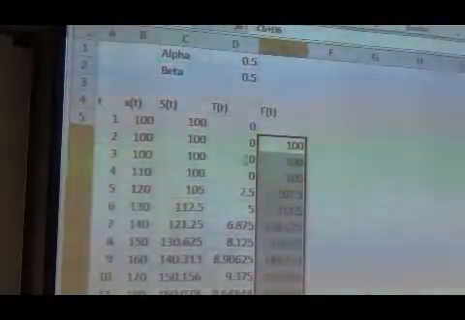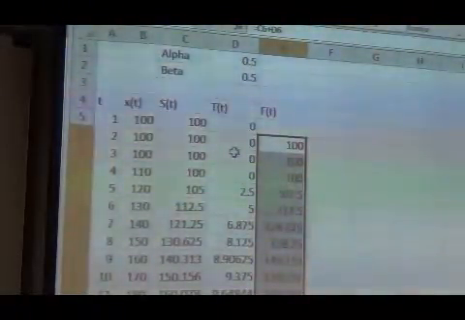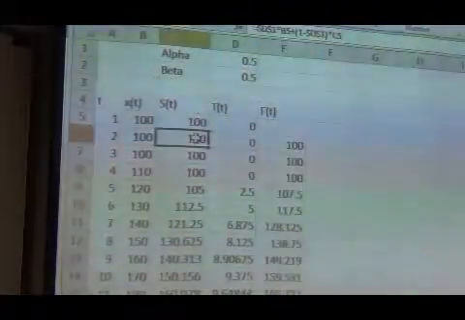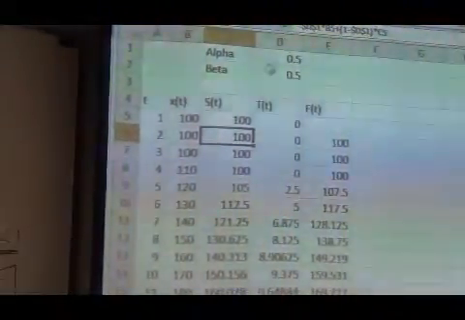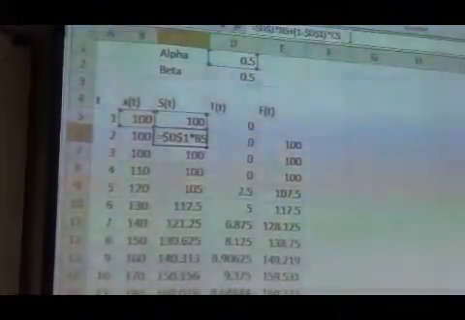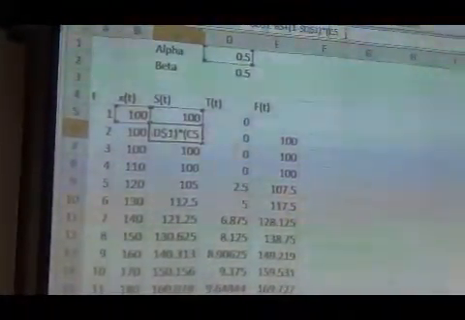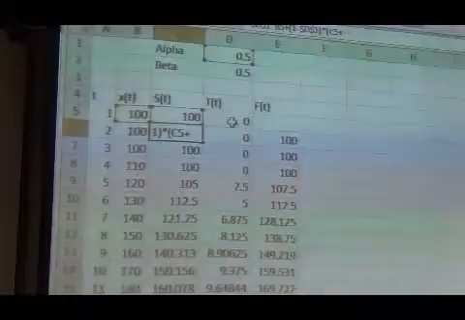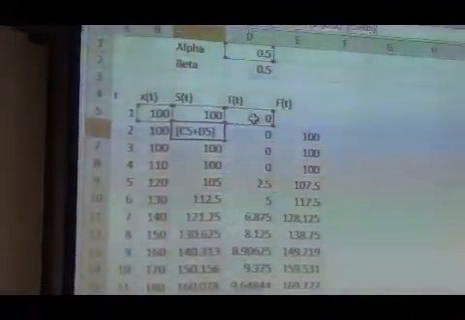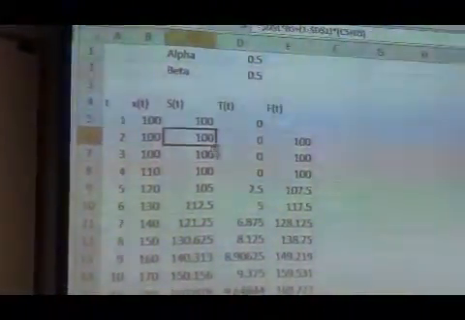I think I made a mistake here. Can anybody see it? My S value is actually supposed to be based on the last x and the last forecast, which was S plus T. That's what my forecast is each time. Let me fix that.